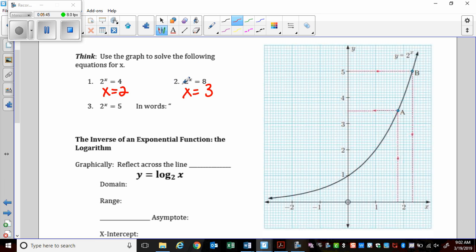2 to the x equals 5. It says in words, what power of 2 is 5? In order to figure this out, we'd have to go up to 5 and then go down. It looks like it's about 2.3. We know this is going to be a decimal. You can check it in your calculators if you want.